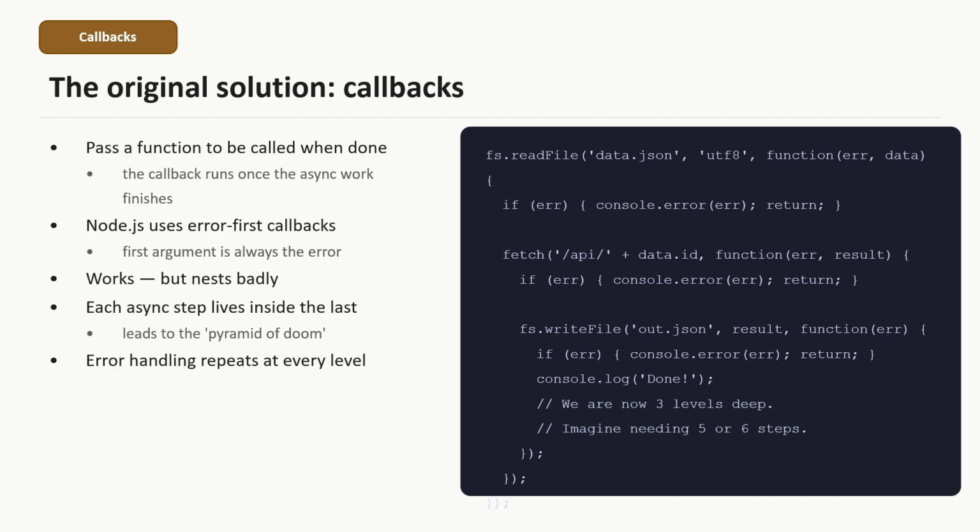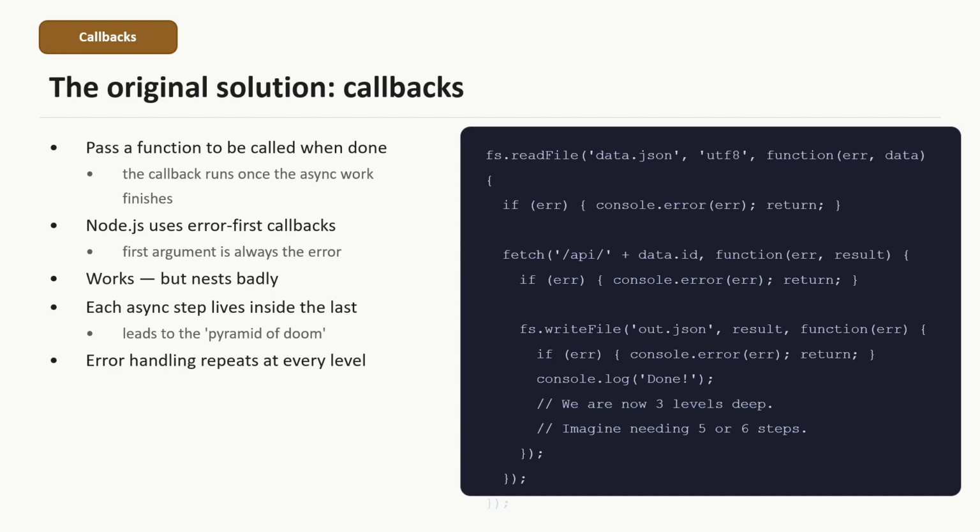The problem you can see here is that every new async step has to live inside the previous one. Adding more steps means more indenting. Error handling repeats every single level. And so this is actually what's called callback hell, or the pyramid of doom. It works, but it's really hard to read and almost impossible to refactor.